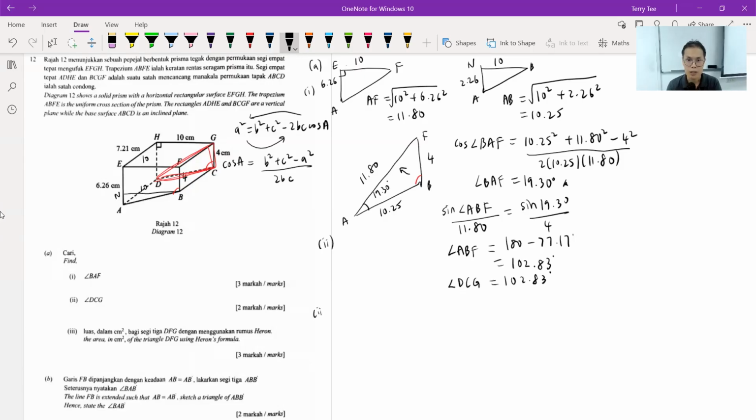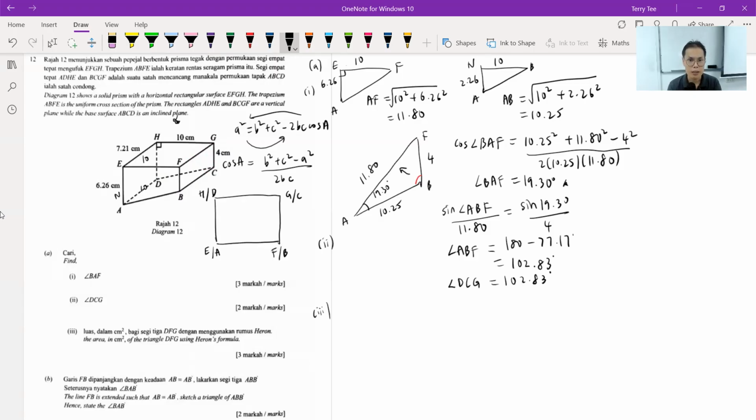Let's do Roman 3. Okay, area of triangle DFG using Heron's formula. This part here, I find a bit ridiculous, because DFG actually is a right angle triangle. I know it's a bit hard to see, but if you view from the top, what we see is like a rectangle. It's not a triangle. It's not a square. It's a rectangle. Now, you've learned this in your Form 3, plans and elevation. E sits on top of A. F sits on top of B. G sits on top of C. F sits on top of D.